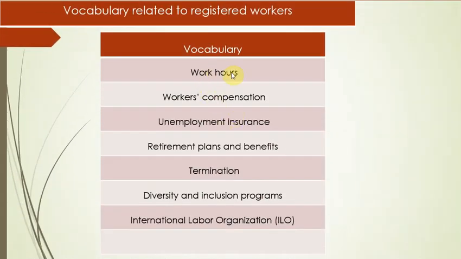We have more here. We have work hours. They have to establish how many hours you have to work, generally 8 hours per day or 40 hours per week. Workers' compensation, unemployment insurance, retirement plans and benefits, termination, diversity and inclusion programs, International Labour Organization. Remember the acronyms we saw last time. This is one of them. International Labour Organization is the organization responsible for setting the guidelines that regulate labor all over the world, and the head office is in Switzerland. So these are some of the words associated with registering a worker.